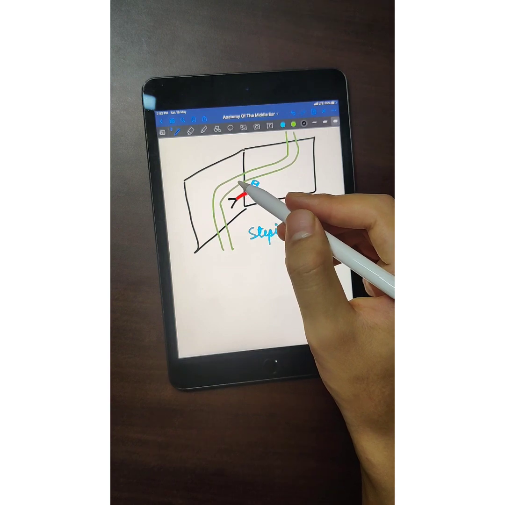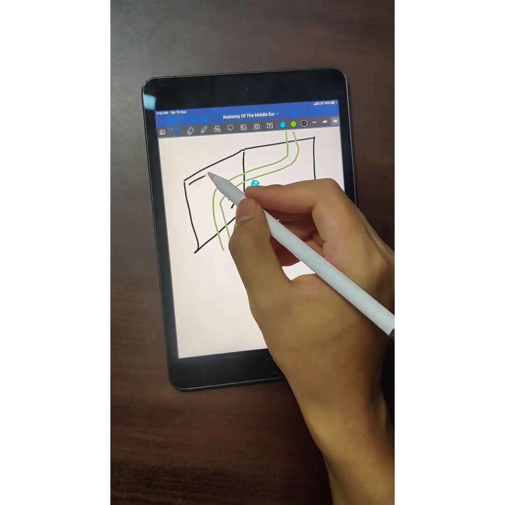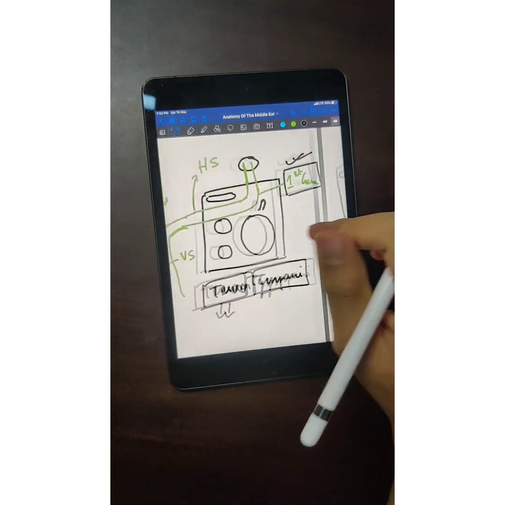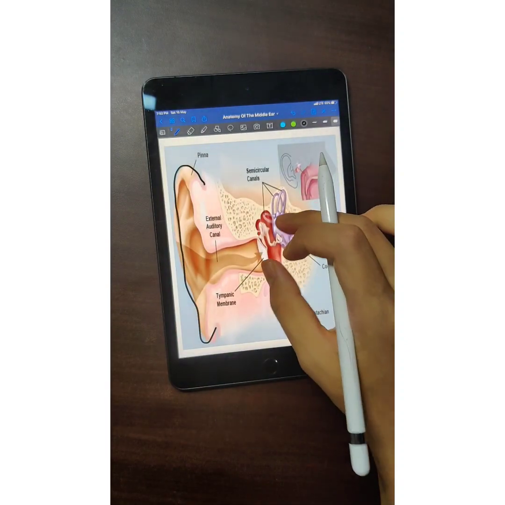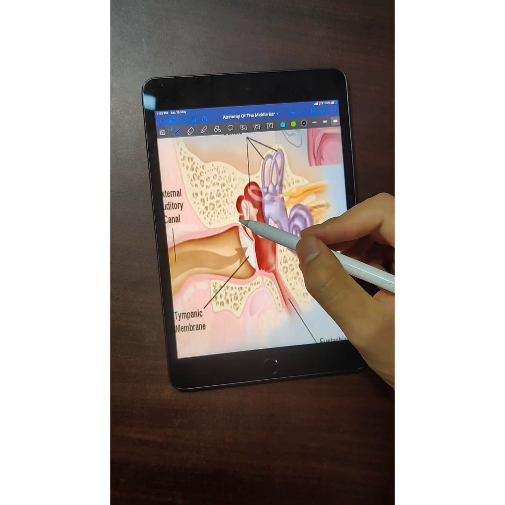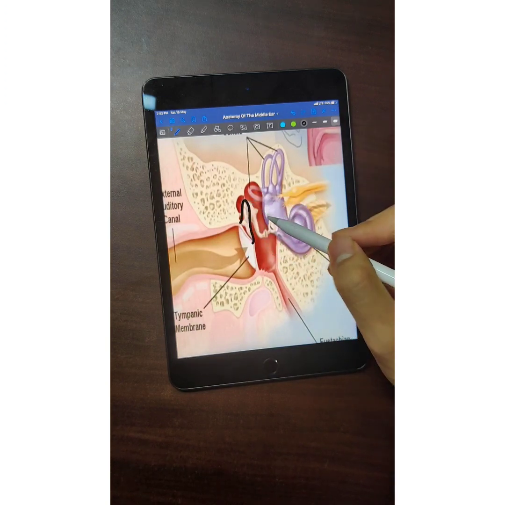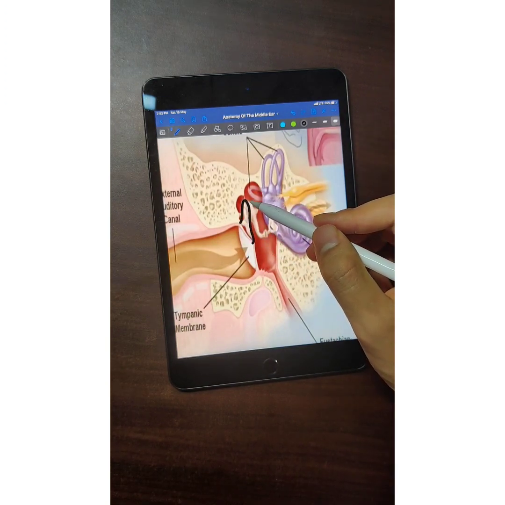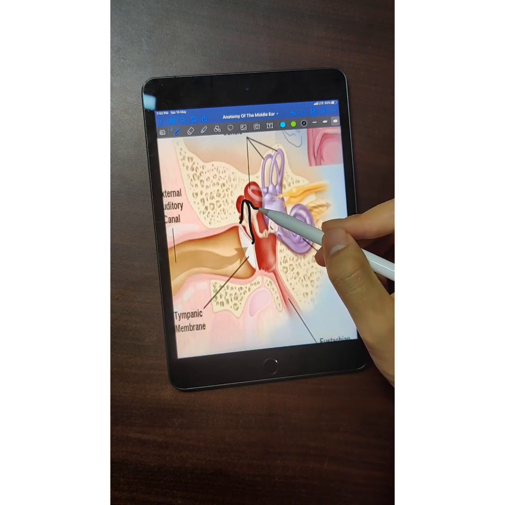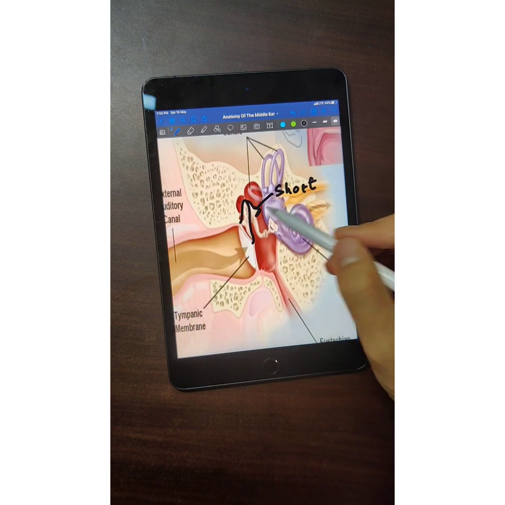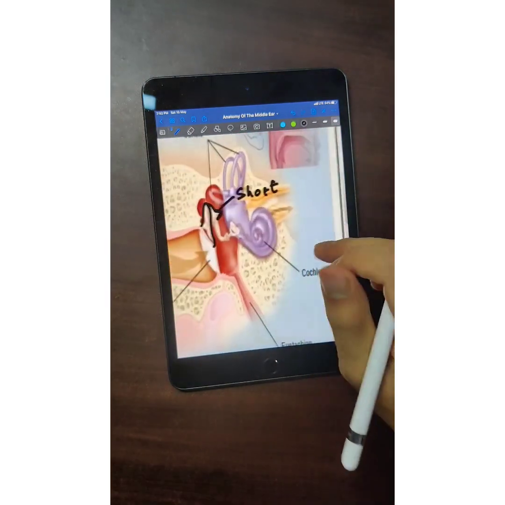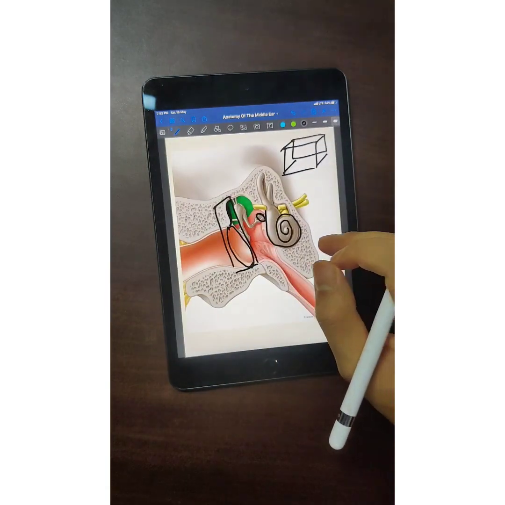And moving on to the next structure, that is the fossa incudis. Now what is this fossa incudis? As we can see here, the three ossicles, the malleus, the incus and the stapes, right? The malleus and the incus. As you can see, there is a bony projection like this, right? This is known as the short process.